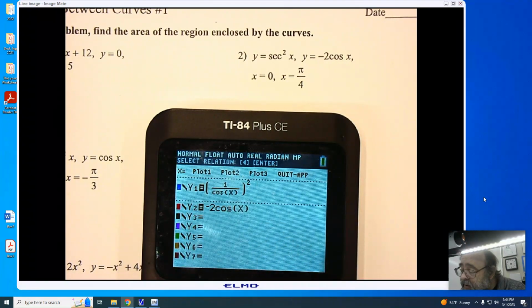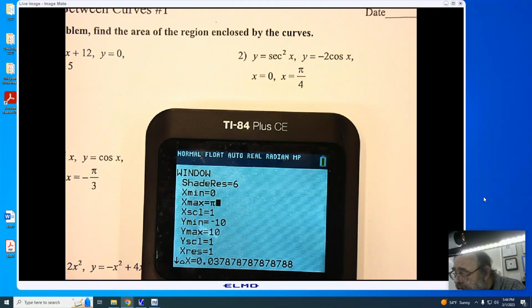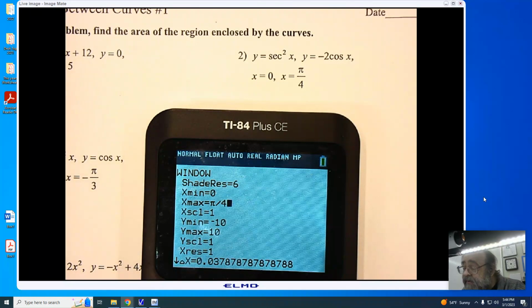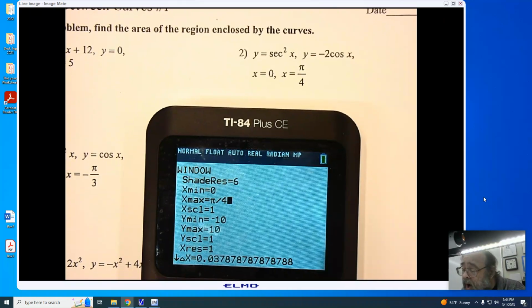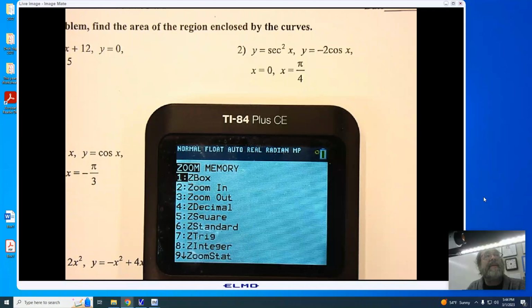Once you've got that, you need to go to your window, and we're going to be using 0 to pi divided by 4. Just because you've got your window for the x doesn't mean you have the window for the y. So what I recommend is that you hit zoom fit and then rearrange the graph as needed.